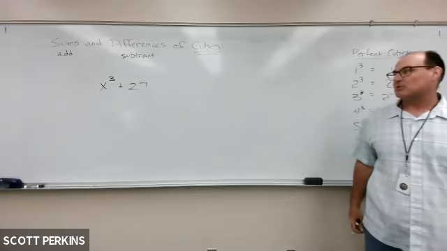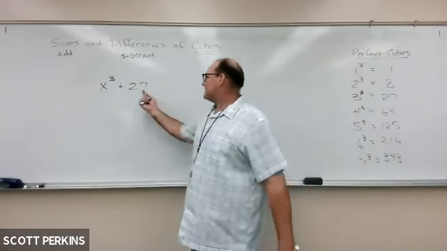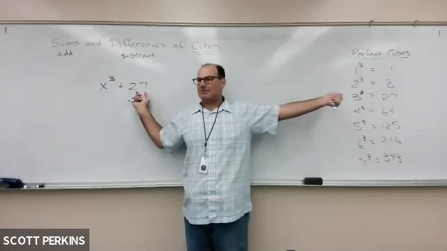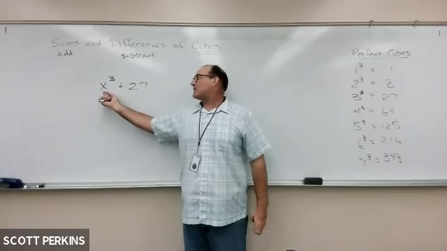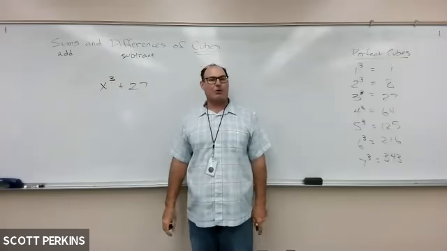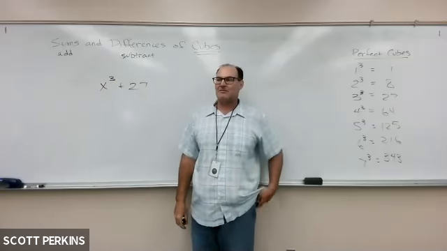It's a sum of cubes. 27 is on my list. It's 3 times 3 times 3. X cubed clearly is a cube because it has a power of 3. Okay, so that's how I identify it.